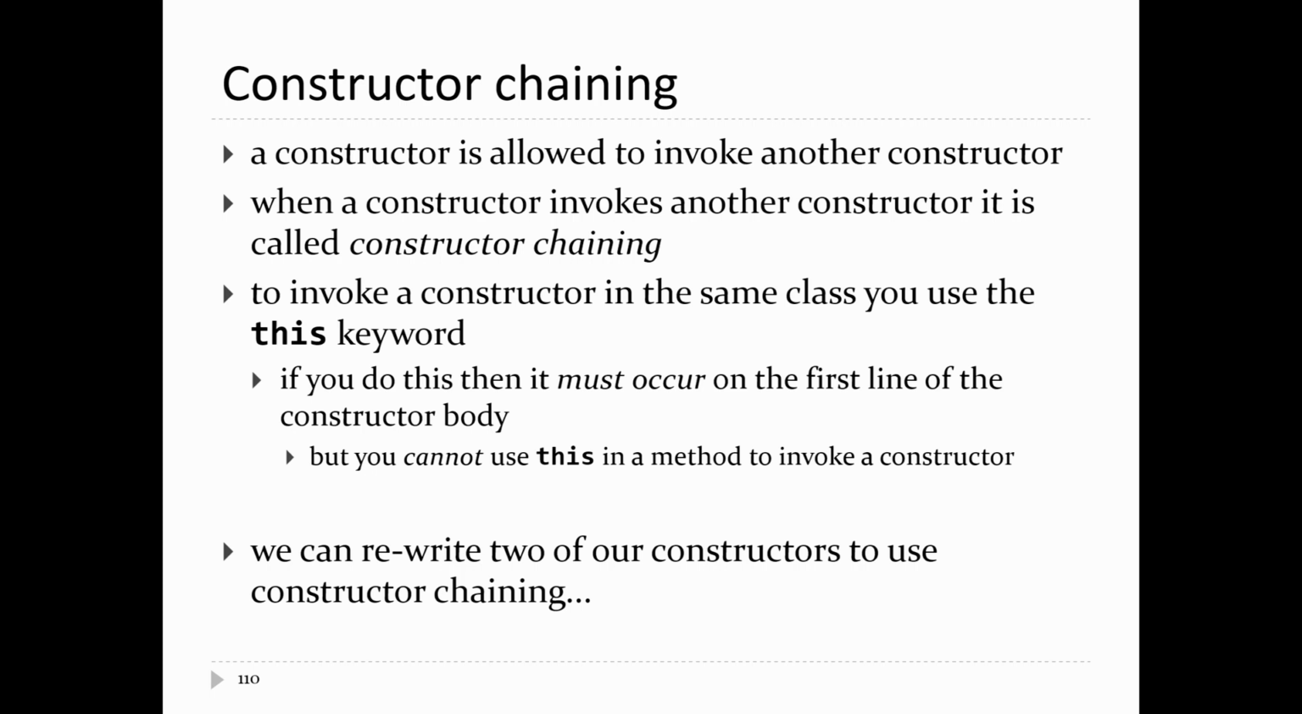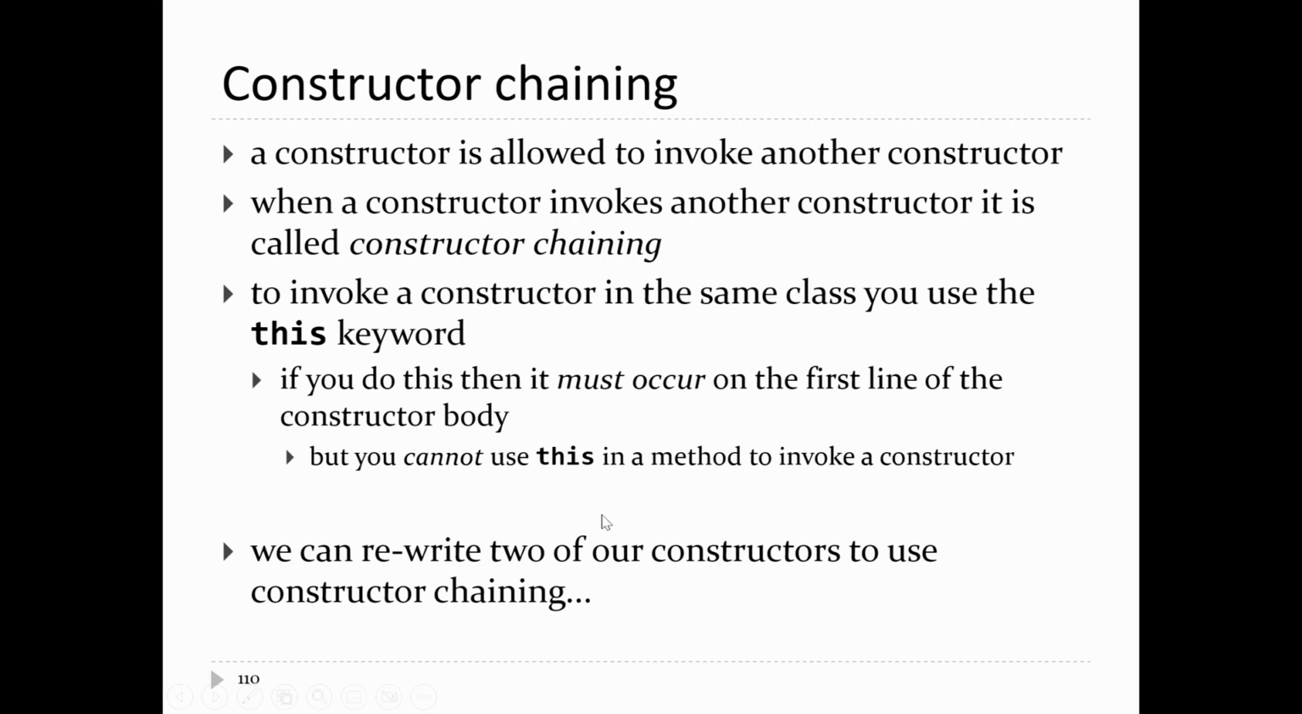Now, if you're going to use constructor chaining, in other words, if you're going to call another constructor in the same class using this, then it must happen on the first line of the constructor body, which is limiting sometimes. Sometimes you have to do some validation, and you want to do the validation on the first line of the constructor. If you're trying to use constructor chaining, that doesn't work anymore. So it has to happen on the first line of a constructor, and you cannot do this inside of a method. A method cannot invoke another constructor using the this keyword.